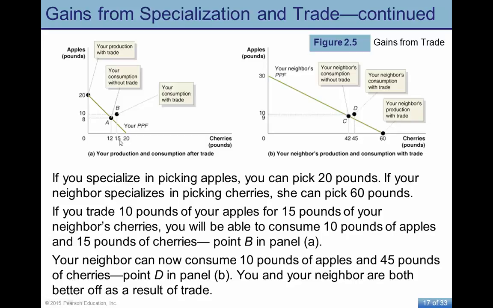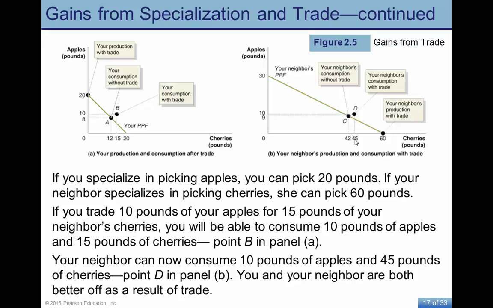What's the gain from the trade for you? With the trade, you have 2 pounds more apples and 3 pounds more cherries. Now let us see the gains from the trade for your neighbor. Your neighbor was consuming 9 pounds of apples and 42 pounds of cherries without trade. With the trade, look at my cursor. She will consume 10 pounds of apples and 45 pounds of cherries.